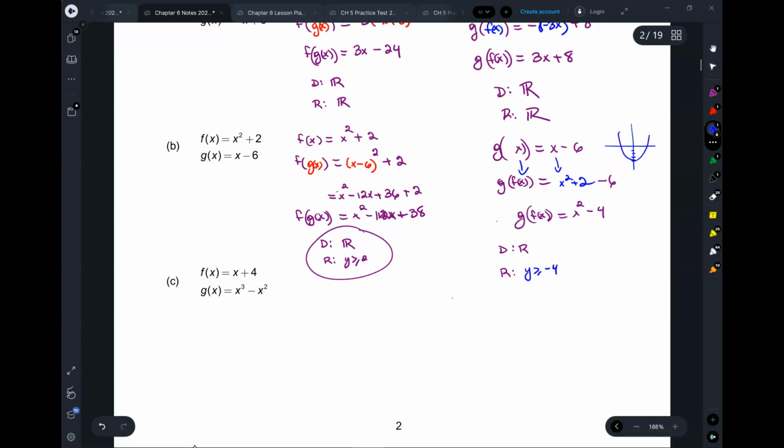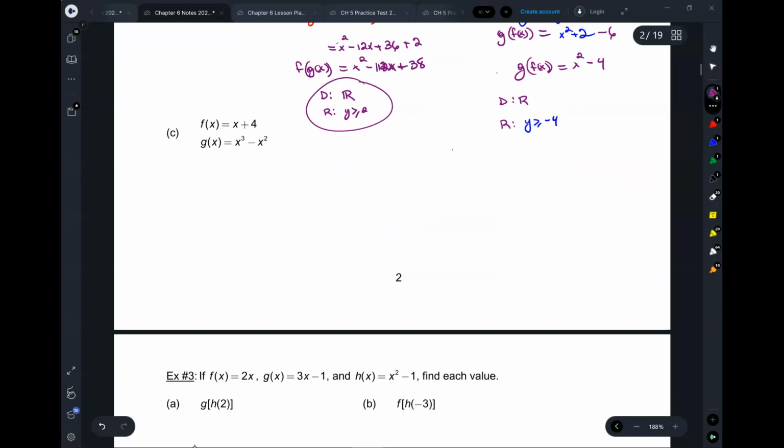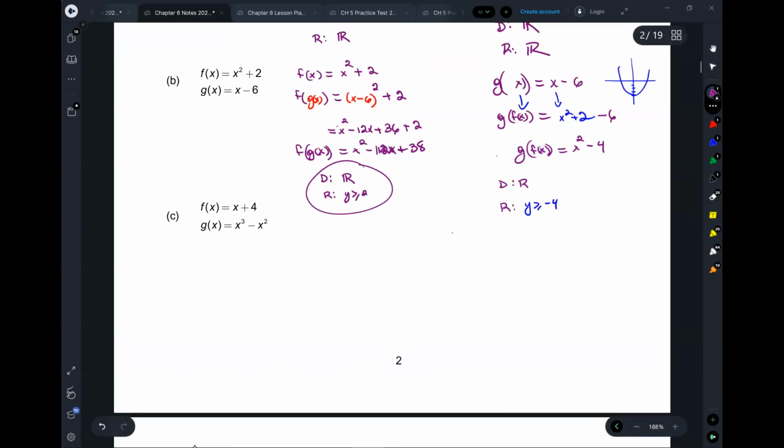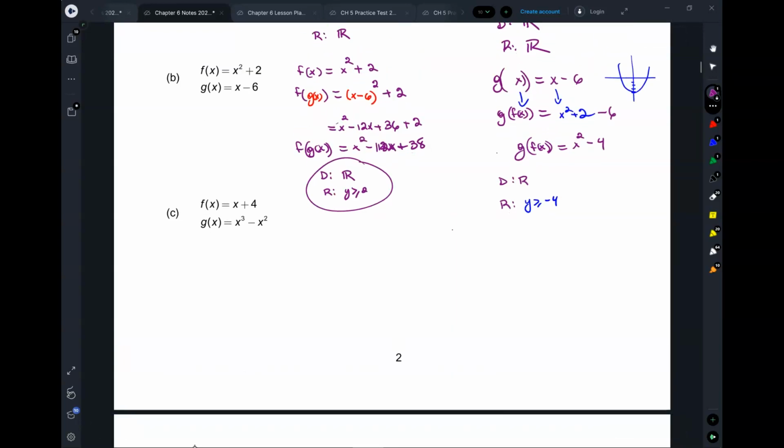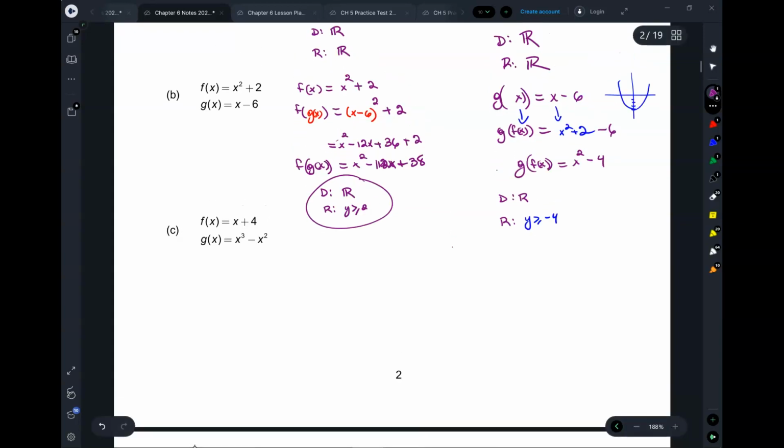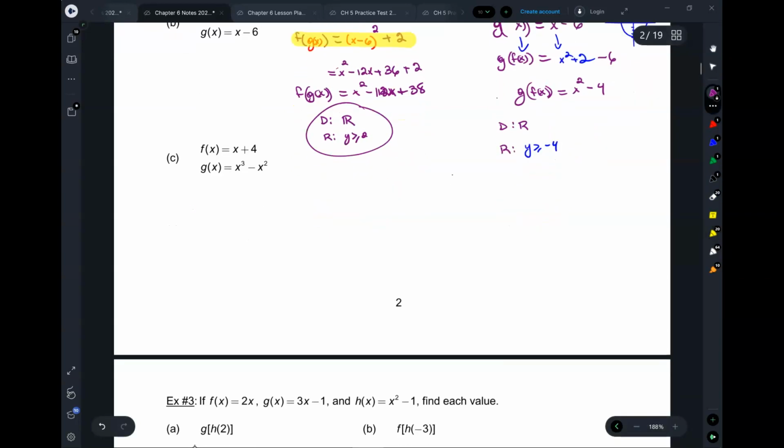Okay, now, the next one, I'm going to minimize it by 1 step. And if you don't want to do it that way, you don't have to. You can still keep doing it as write the f of x and then write f of g of x and replace. But let's go directly into this second step. Let's see if we can do that. So I want to find f of g of x.